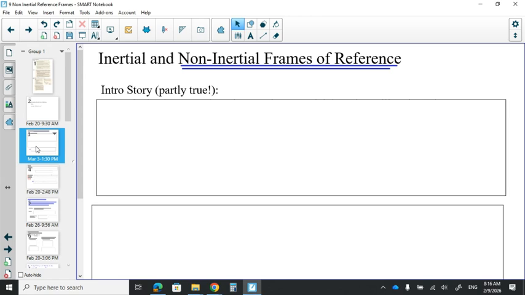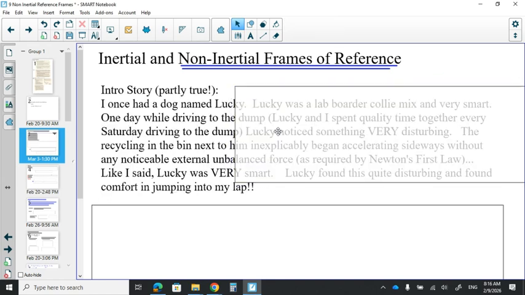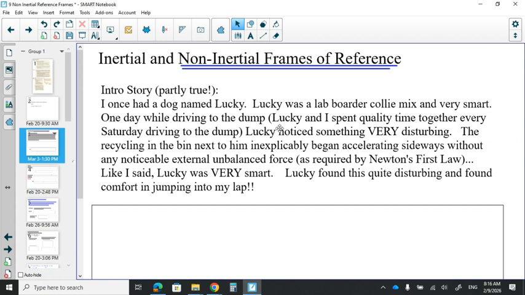I'm going to start out with a little story that is at least partly true. I once had a dog named Lucky, definitely true. Lucky was a border collie lab mix, very smart, very true. One day driving to the dump, Lucky and I spent quality time together every Saturday driving to the dump, and Lucky noticed something very disturbing. This is all true so far.